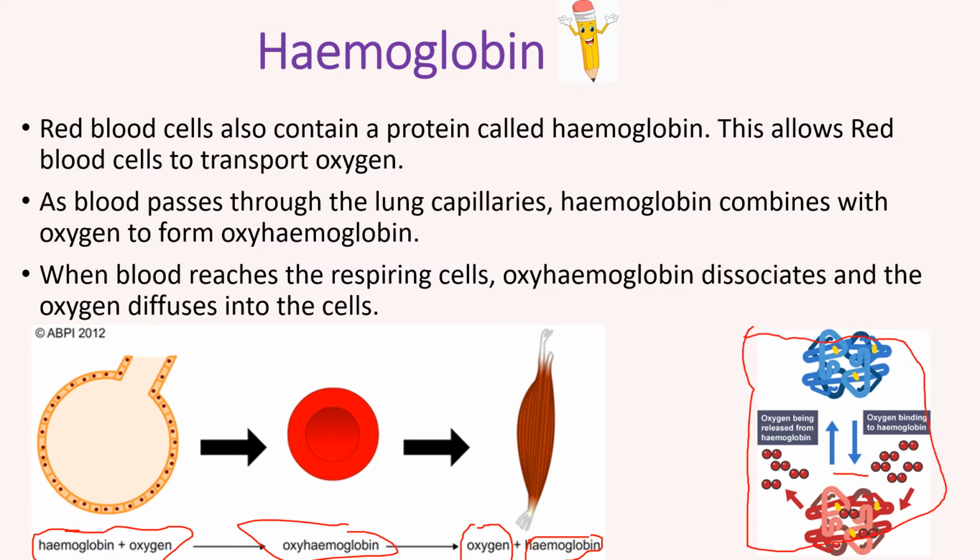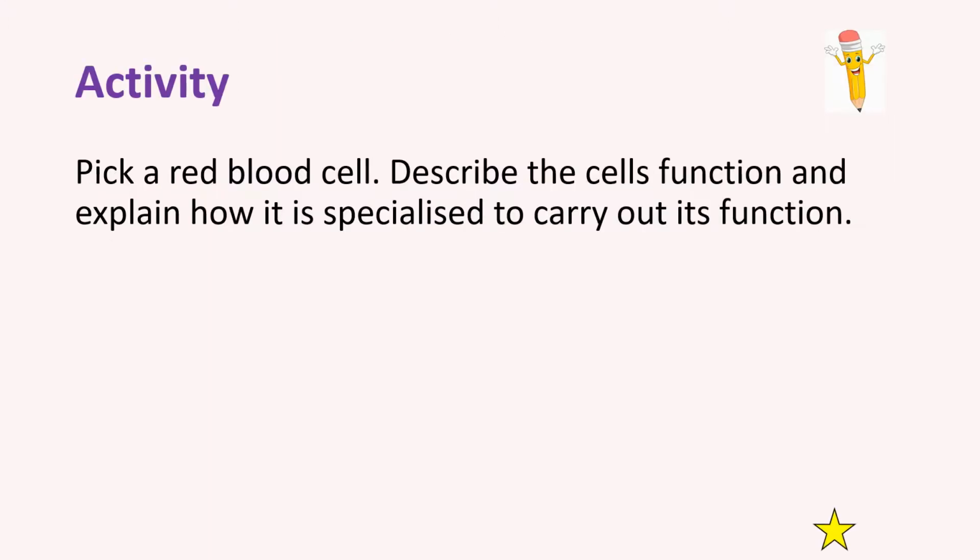So here it would be oxyhemoglobin and there it would just be hemoglobin. So make sure you know and understand that before we go on. Now you should be able to pause the video and write down the function of the red blood cell and explain how it's specialised to carry out its function before I go over the answers. You need to make sure you know the function and the specialisation of a red blood cell.